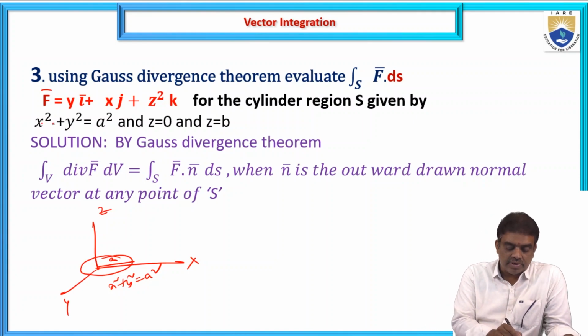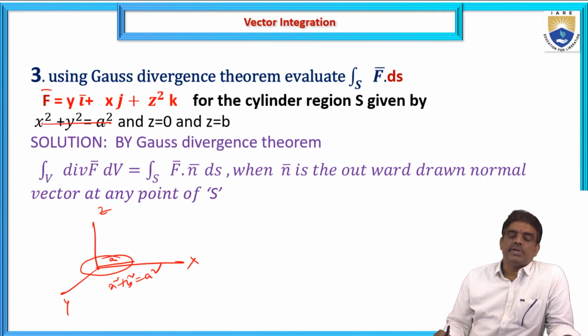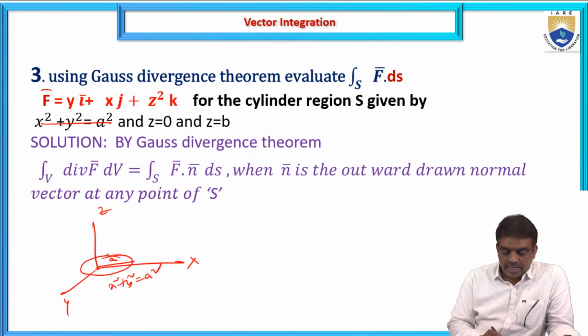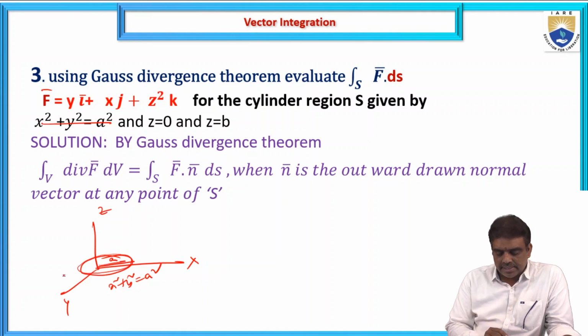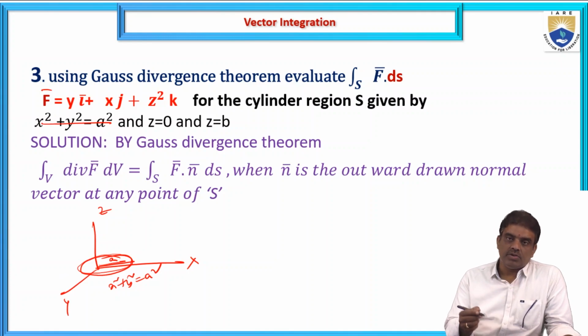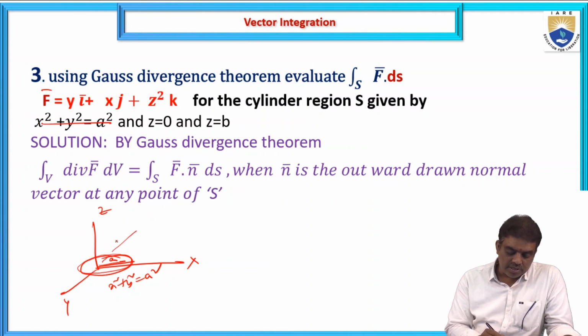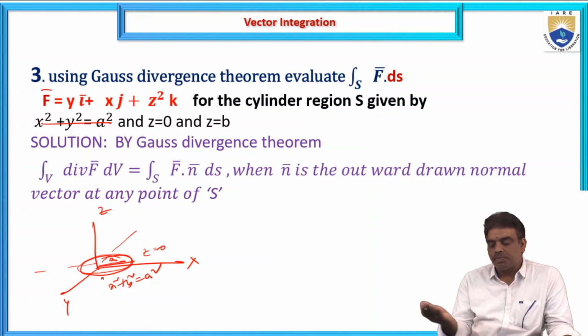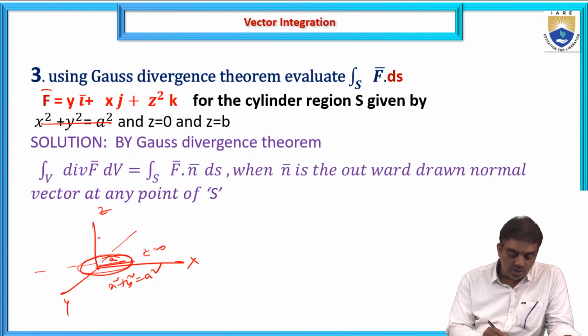The circle equation is given by x square plus y square is equal to a square. I can show this as a circle of radius a units, with z from 0 to z is equal to b. Z is equal to 0 means what? This is the xy plane, the base plane, z is equal to 0. The upper limit is z is equal to b, the z is equal to b plane. So this is the region of integration.